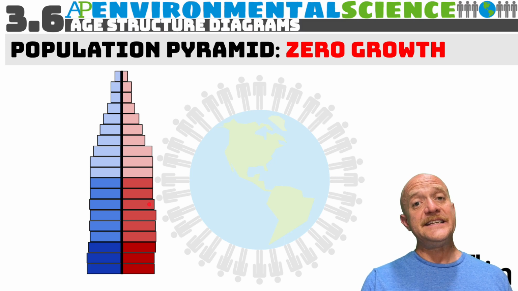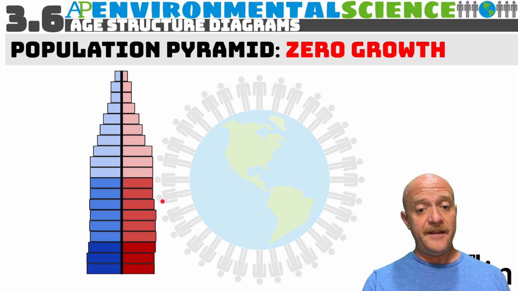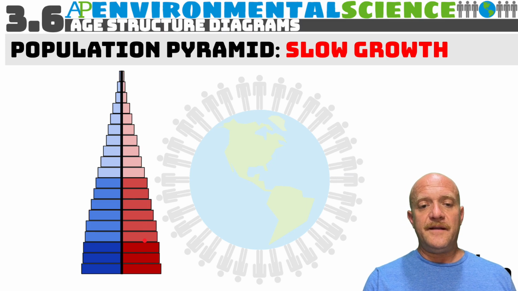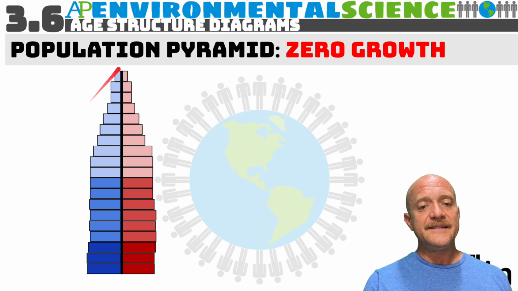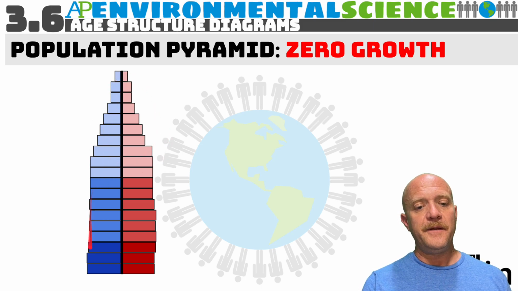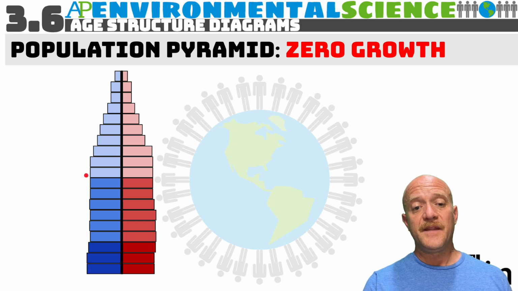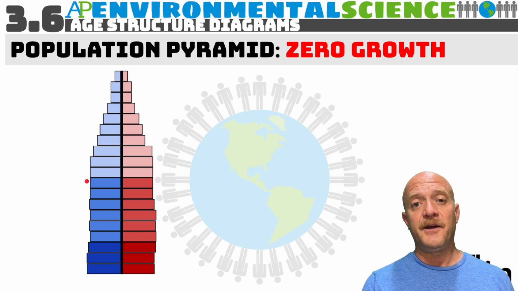A population pyramid representing zero growth is shown right here because these are basically almost parallel lines. So if you notice, the pre-reproductive cohort is roughly the same size as the reproductive cohort. Again, this one still looks like an arrow, the slow growth. The zero growth, it doesn't really matter what's happening up here. What really matters is the pre-reproductive compared to the reproductive cohort. So since these are roughly the same size, this population is experiencing zero growth.